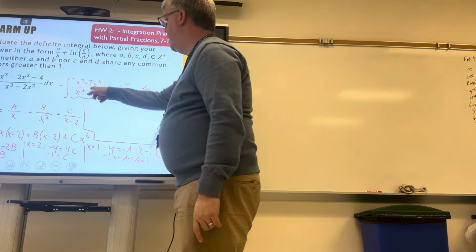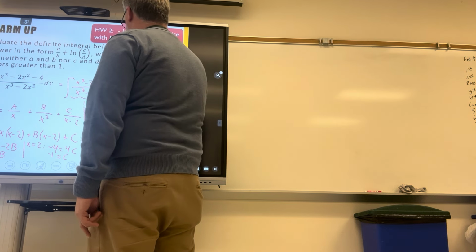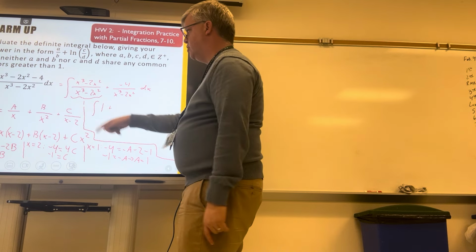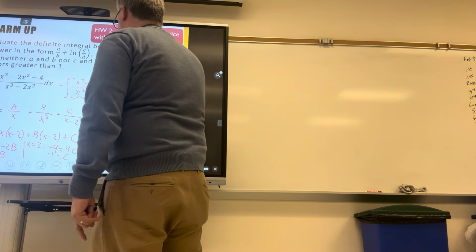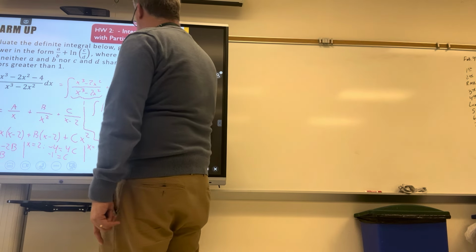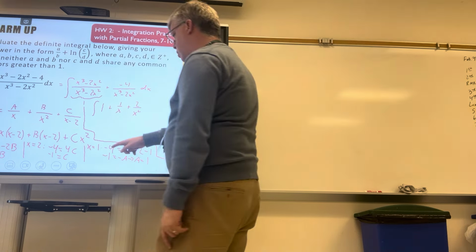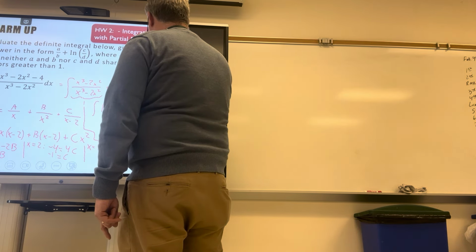Remember, the original problem had this thing first, which is 1. So I'm actually integrating 1, and then this thing got separated into these three fractions. So now we know what those are. A was 1, so it's 1 over x. B was 2, so it's 2 over x squared. And C was -1, so it's minus 1 over x minus 2.